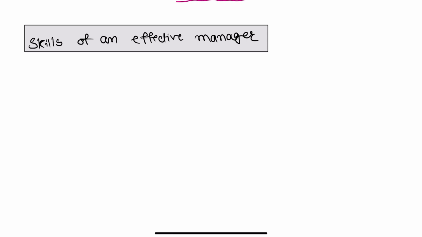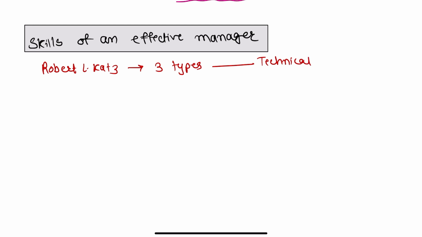An effective manager must possess certain skills in the areas of planning, organizing, leading, controlling, and all. There was a person called Robert L. Katz, and he identified three basic types of skills. Those were technical, human, and conceptual.